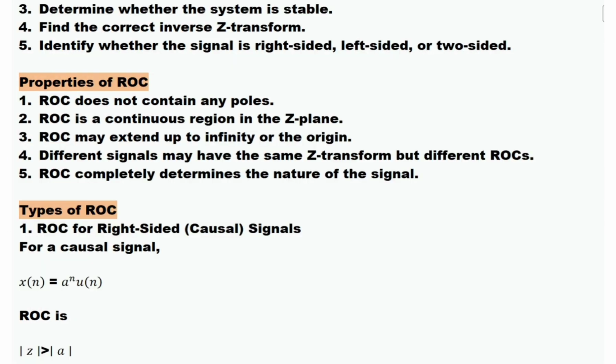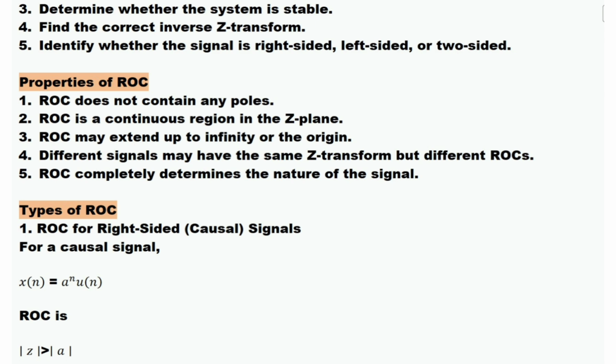Identify whether the system is causal or non-causal. Next one, determine whether the system is stable or not. Find the correct inverse Z transform. To find the inverse Z transform also we need ROC. Next one, identify whether the signal is right sided, left sided or two sided. In the Z transform we should find the signal, so at that time it will identify whether it is right sided or left sided or two sided.